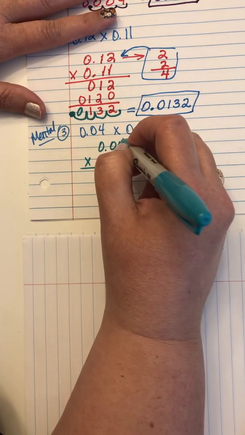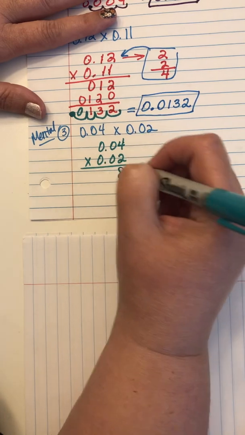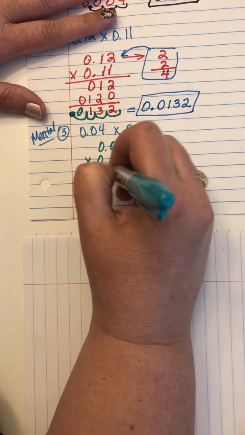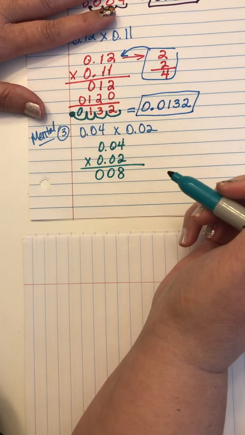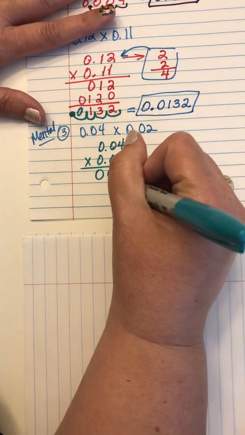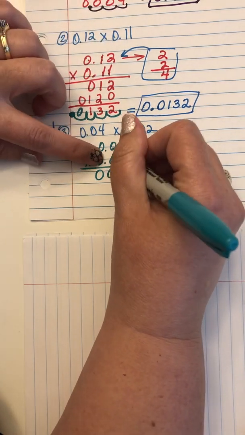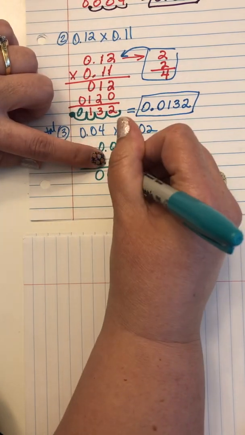Okay, 4 times 2 is 8. 2 times 0 is 0. 2 times 0 is 0. Okay, so I know my next row, because I'm doing all zeros, is going to be zeros.